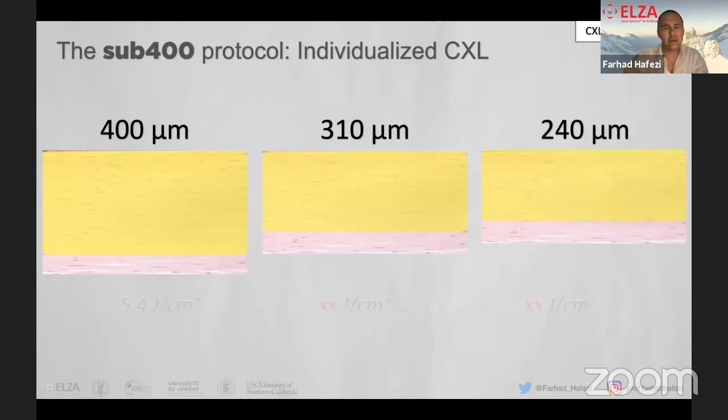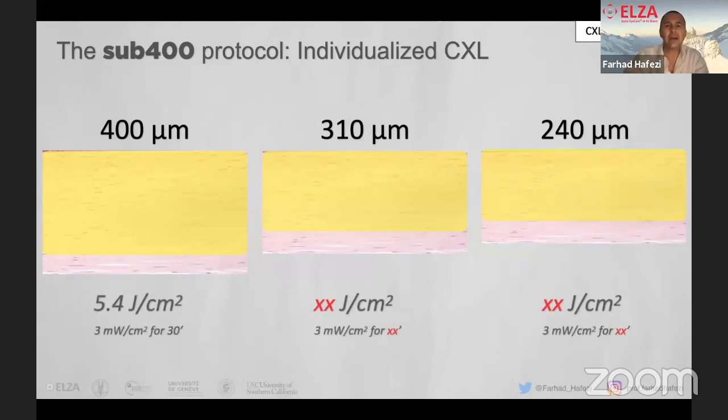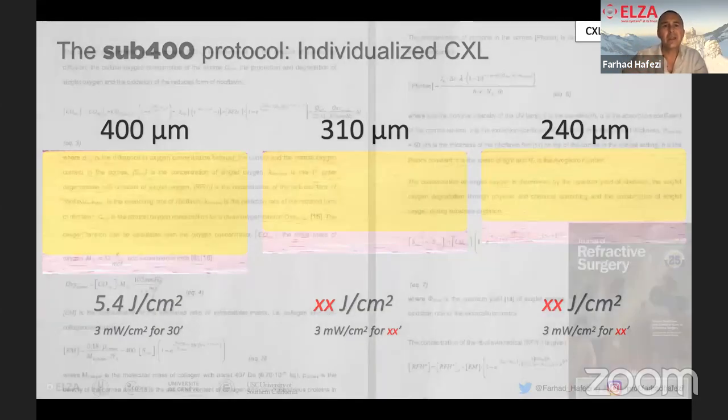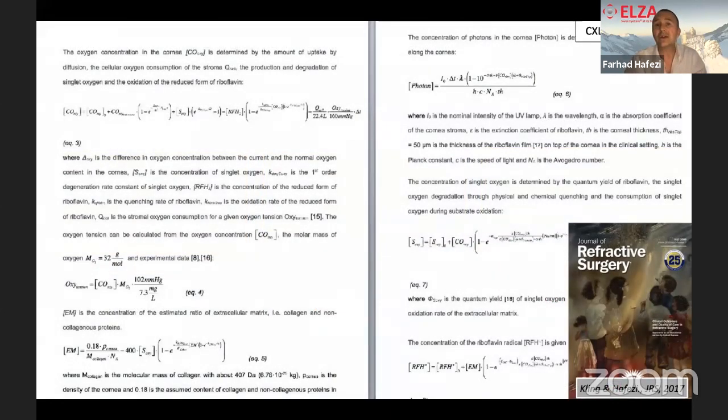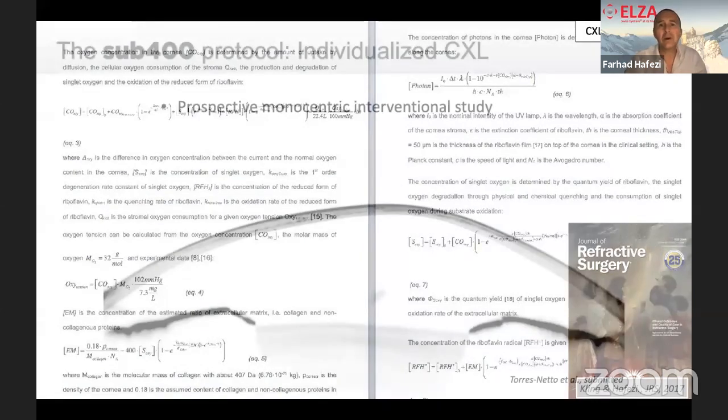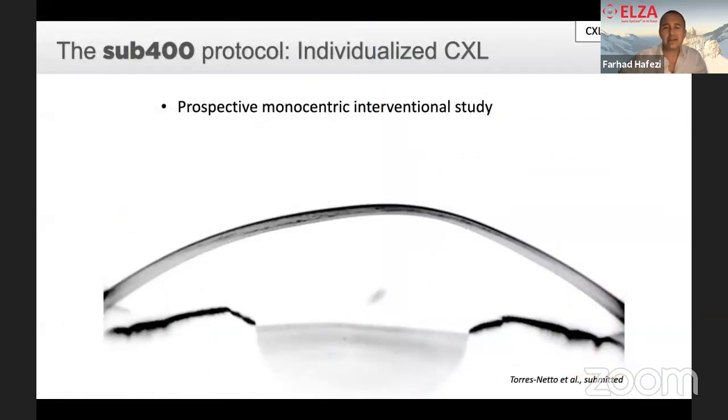This is not customized cross-linking. This is individualizing one uniform fluence over the entire cornea. We've been working on this since 2015. We have published the algorithm in 2017, so this is public knowledge. And we are presenting our data at this year's ESCRS.